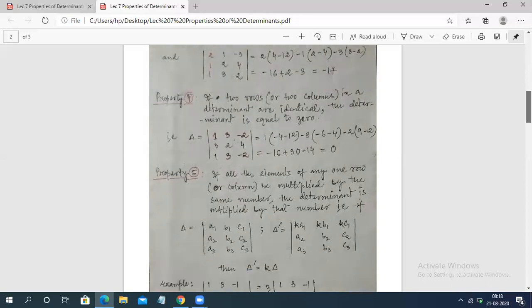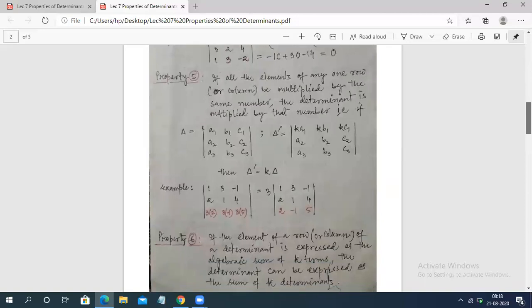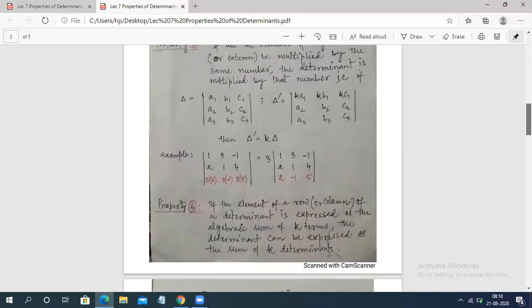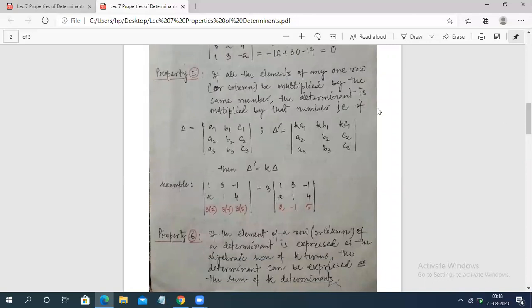Next property: if all the elements of any one row or column are multiplied by the same number, the determinant is multiplied by that number. What does it mean? Suppose this is a determinant, its value is delta. Now you are multiplying each entry of R1 with the same number, suppose K, and that determinant value is delta dash. That means delta dash is K A1, K B1, K C1.